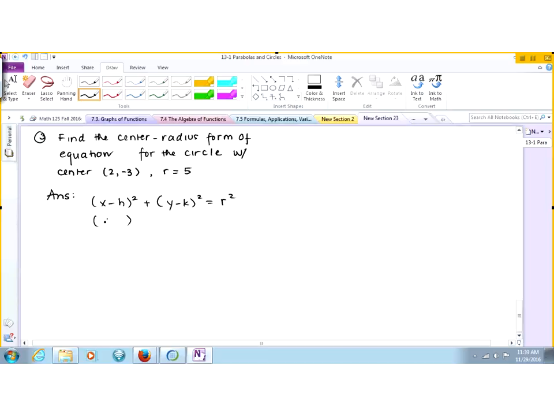Do we know x minus h squared? What is this? (x − 2)² + (y + 3)² = 25. Good. Do we want to graph it? You know how to graph it? What do you do? Start at the center and then go up, down, left, right. How many units? 5 units. So doable? Okay. All right. That's it then. We're done.